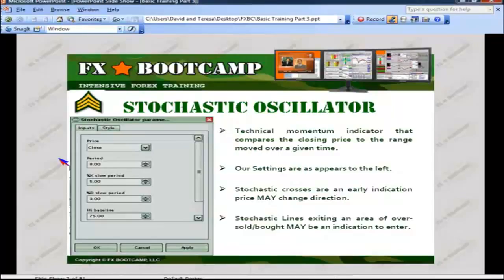Stochastic crosses are an early indication price may change direction. Once again, if there's nothing in the way of support and resistance from EMAs, Fibonacci, or visual support and resistance, stochastic crosses are simply a consequence of the market. They're not necessarily going to be pertinent to your trading objective. Stochastic lines exiting an area of oversold or overbought may be an indication to enter.